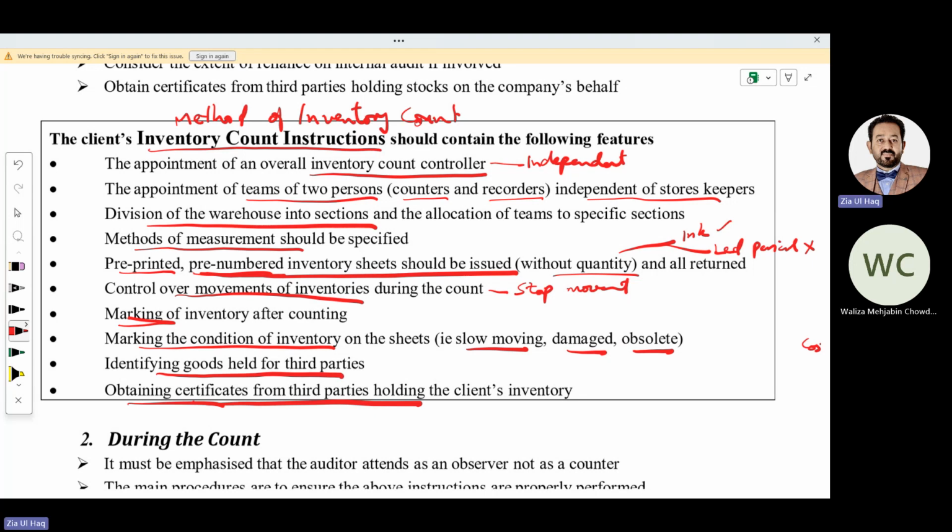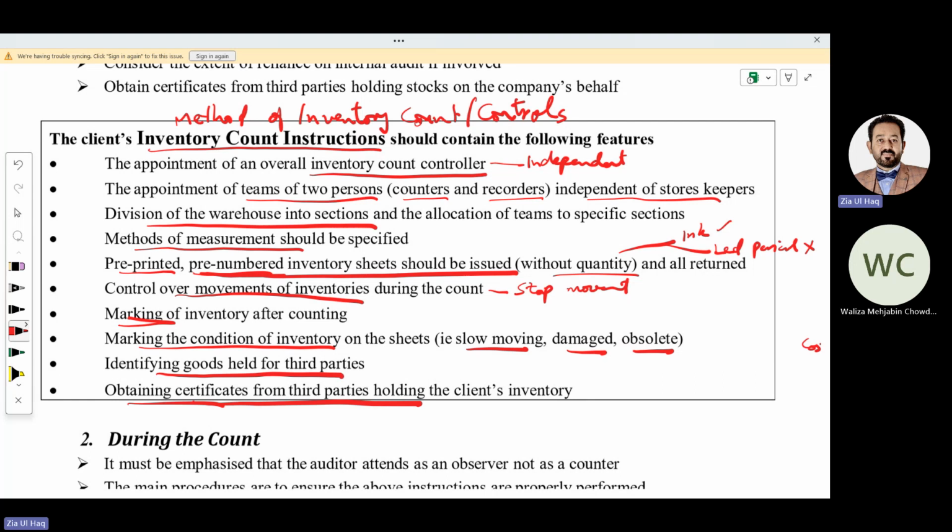This is the good method for inventory count, or you can say these are the controls, meaning policies that need to be followed during the count. These are the inventory controls, inventory count controls.